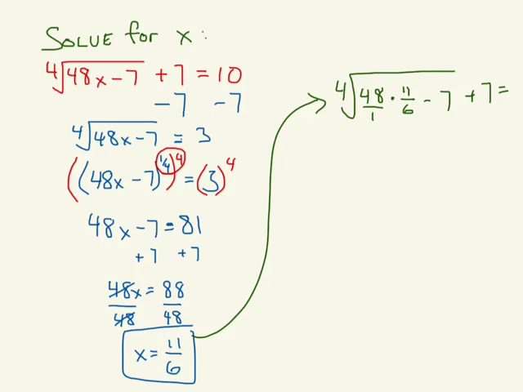We'll cancel maybe our 48 and our 6, leave behind an 8. We now have the fourth root of 88 minus 7, plus 7. Fourth root of 81, plus 7. Fourth root of 81 is 3, plus 7 is our 10. It does check out and equal out the way it was supposed to.